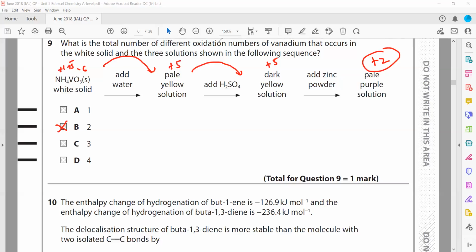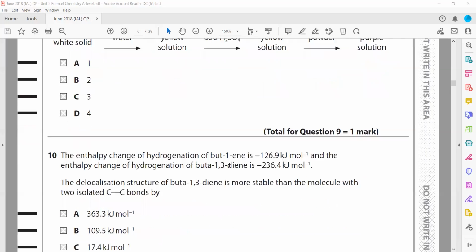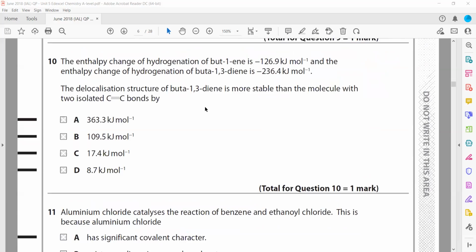This is related to the chemistry of vanadium, like the change in oxidation number when different substances are added to vanadium. As we add zinc, a more reactive metal, it will reduce the vanadium to a lower oxidation number. Adding water or sulfuric acid does not cause any change in oxidation number, it only changes a ligand and causes a change in color.